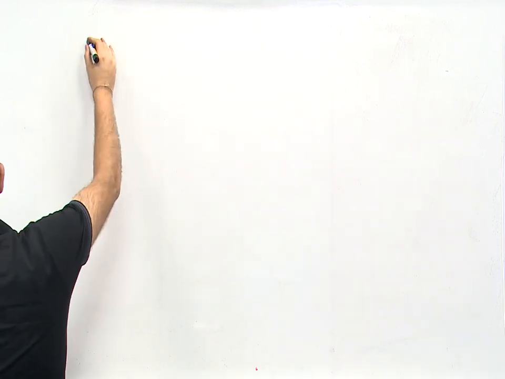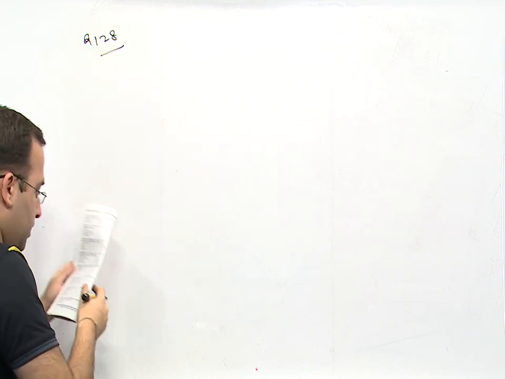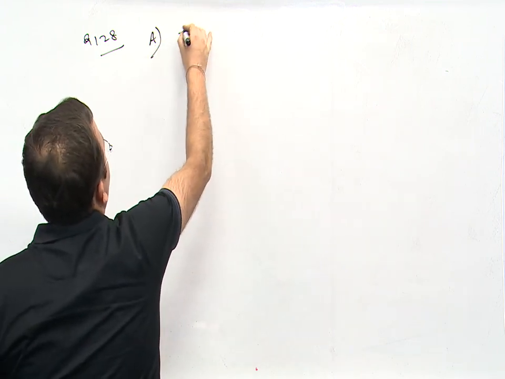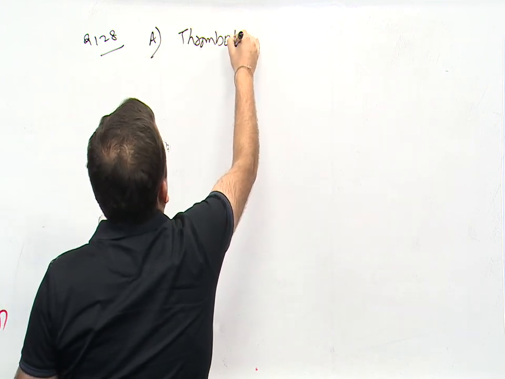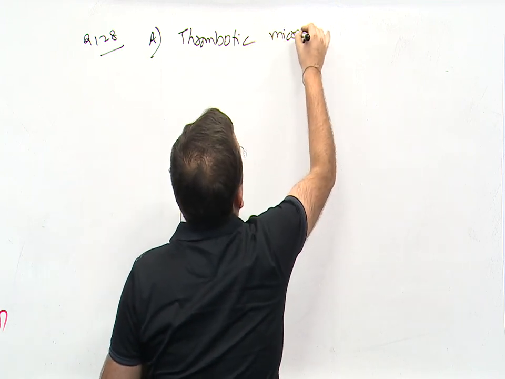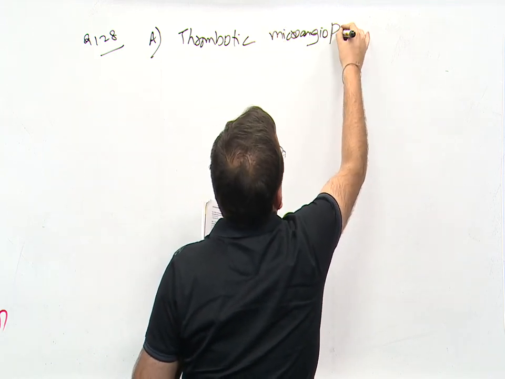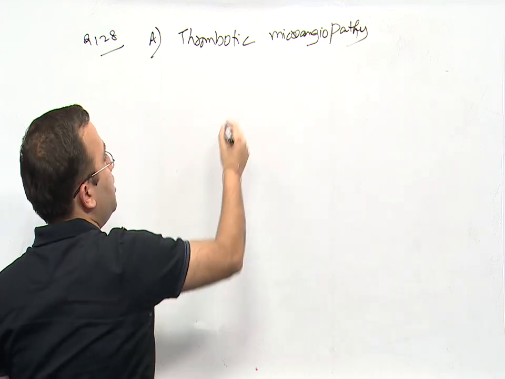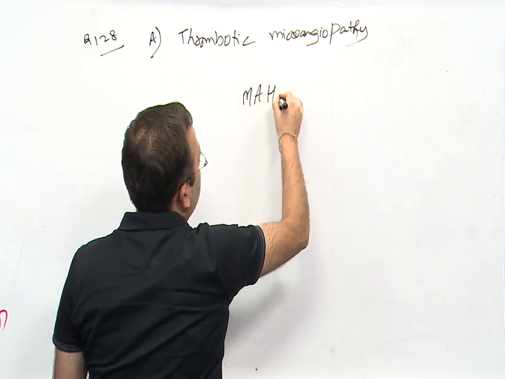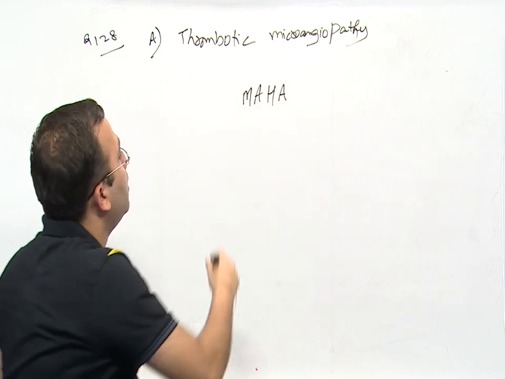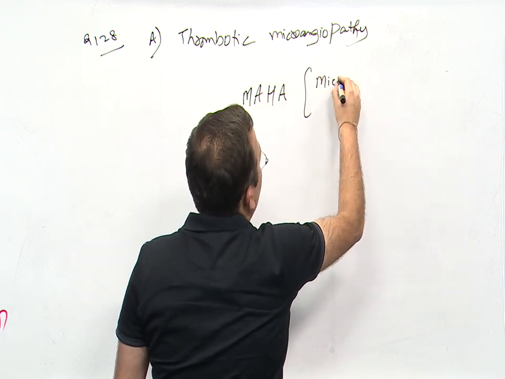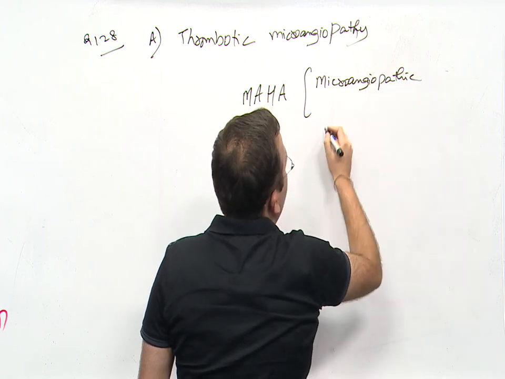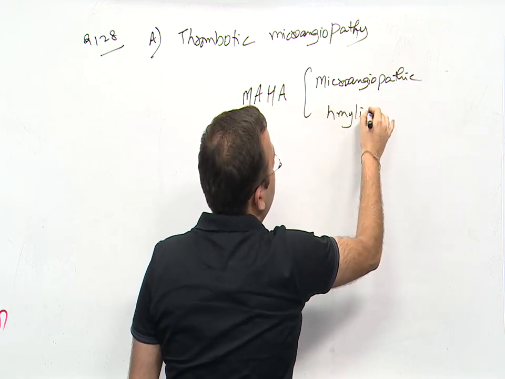Question 128. Characteristic feature in kidney from HUS. It is a thrombotic microangiopathy. What do I mean by this? See, HUS comes under MAHA. MAHA stands for microangiopathic hemolytic anemias.